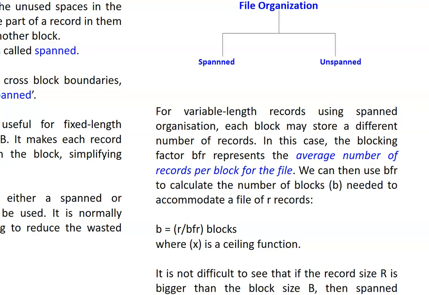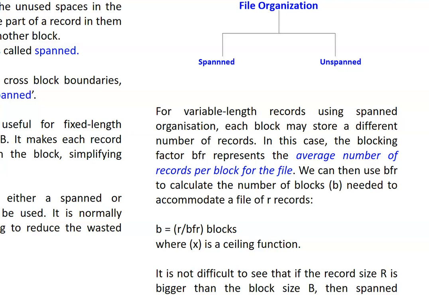So for variable length records using spanned organization, each block may store a different number of records. In this case, the blocking factor represents the average number of records per block for the file. So we can then use bfr to calculate the number of blocks b needed to accommodate the file. Remember, the other B, the capital B, looks at the block size, but this one is the small b. The small b looks at the number of blocks that you need to store your records.